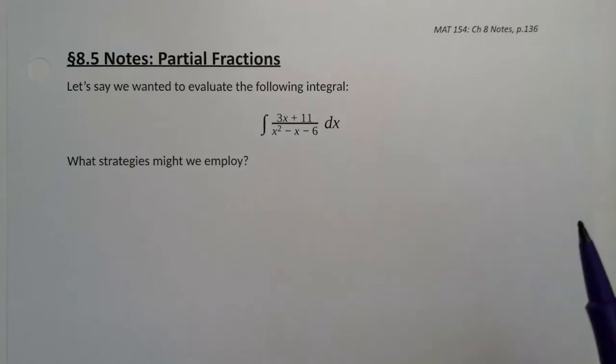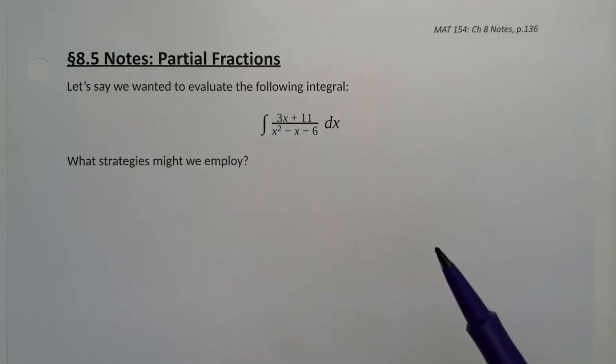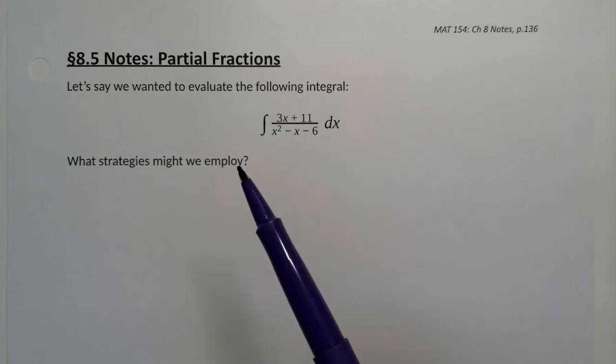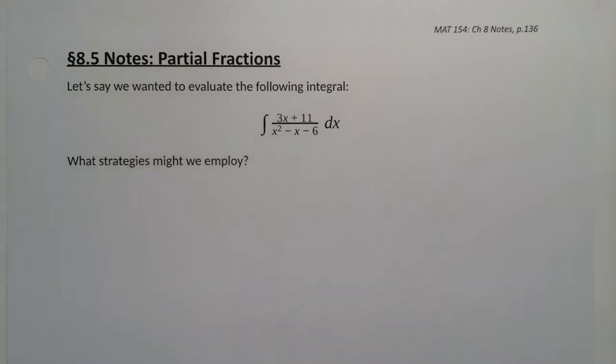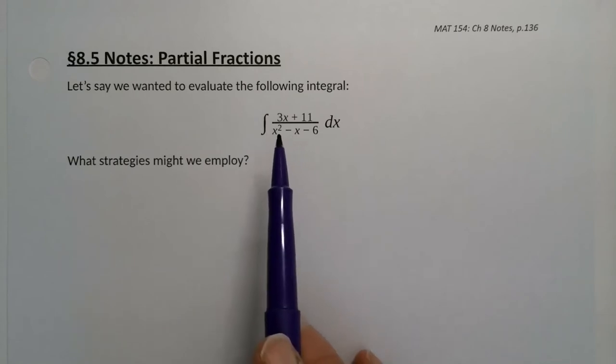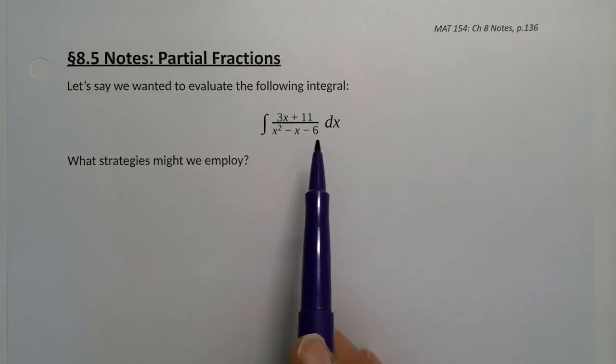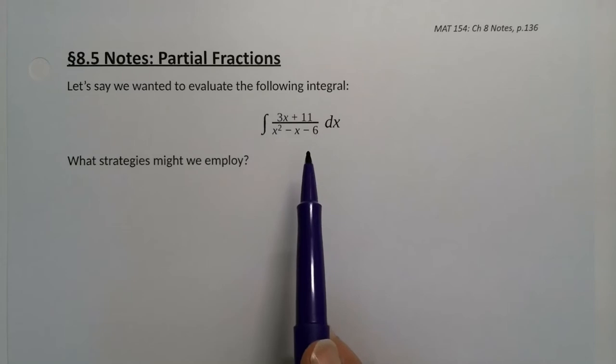In section 8.5, we're going to hit the last of our heavy hitter by hand techniques for integration, and this method is called the method of partial fractions. And it's best illustrated with an example. It won't mean much to you unless you see what's happening. So let's suppose we wanted to integrate this function right here, this rational expression. What are some strategies we might employ?